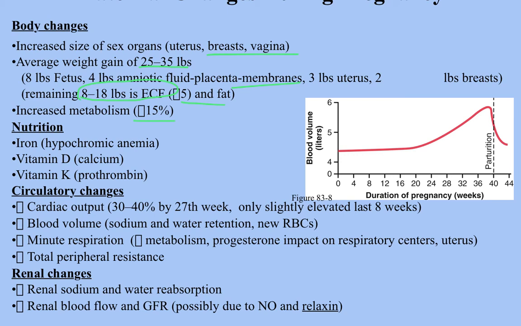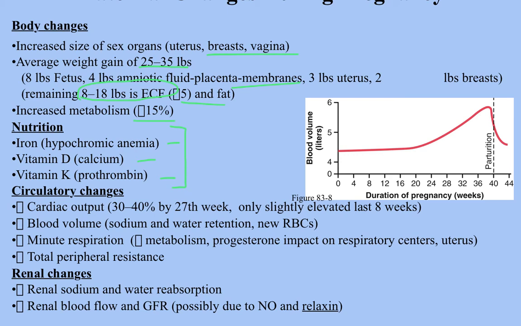As far as nutrition goes, iron is given preferentially to the fetus, which will cause the mom to end up with kind of an anemia. Increased vitamin D for the absorption of calcium, and increased vitamin K for prothrombin, because women who are pregnant are in a hypercoagulable state, which means it's easier for them to form a blood clot. And the reason for that is that if and when bleeding does occur, we can control it much more easily, and it can stop relatively quickly.